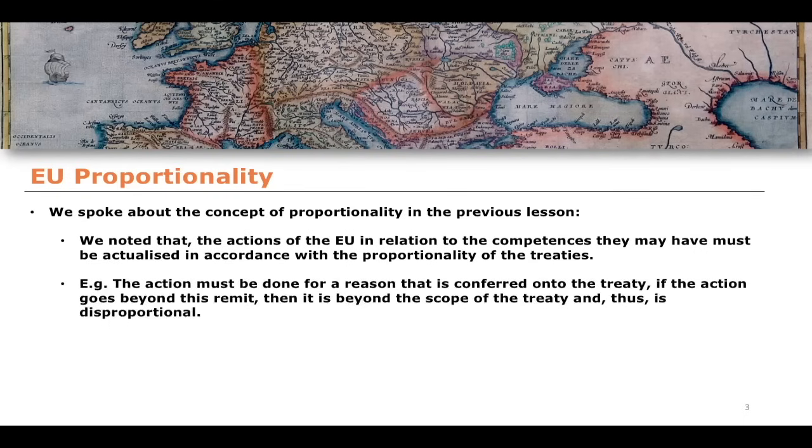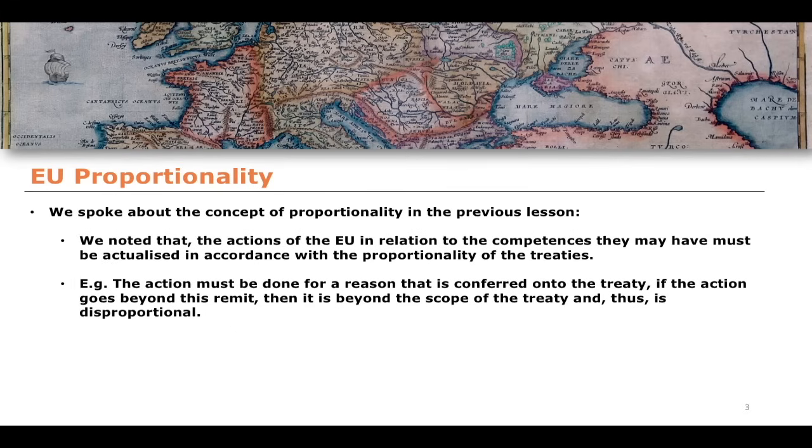The action must be done for a reason that is conferred onto the treaty. If the action goes beyond this remit, if it goes beyond what the treaty says is part of the European Union's competences, then it is beyond the scope of the treaty, and therefore it is disproportional, and it is therefore not allowed. It would violate this principle of proportionality.